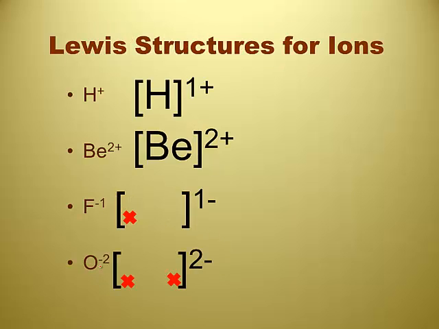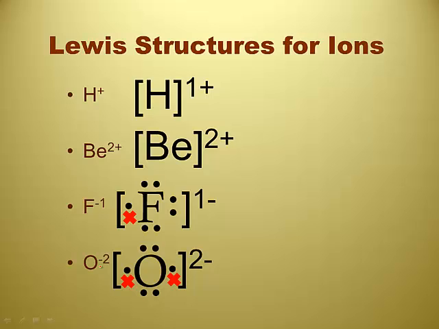Now, walking through ions really quickly, the ions are already done for us on this page. For the hydrogen ion, the cation loses an electron, so you don't draw a dot. What you do draw is the hydrogen symbol in a square bracket with a 1+ charge attached. Beryllium is the same way. The cations lose, so they don't have any electrons to show, and you draw them in a square bracket.